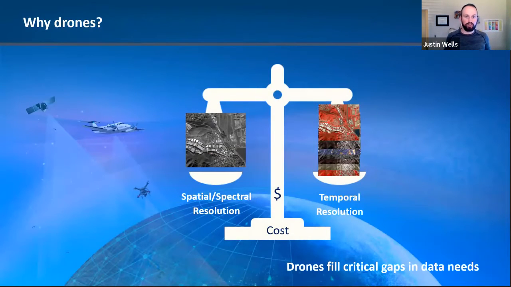So first off, why drones? A lot of our imagery question in the past has been a balance between spatial resolution versus temporal resolution, and then of course weighing that against cost, because as those two things go up, we get better resolutions, the cost goes up too. But with drones, we can fill a gap where it's an inexpensive way to collect very high spatial resolution and up-to-date imagery.